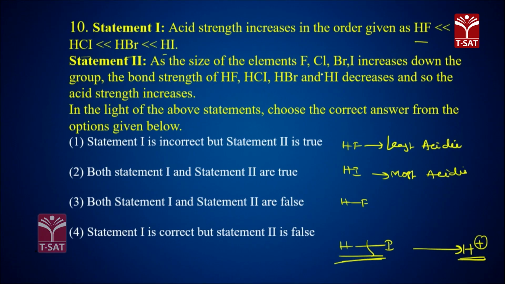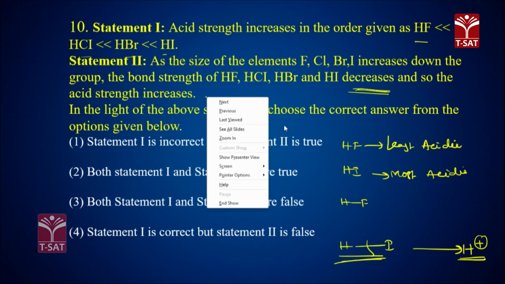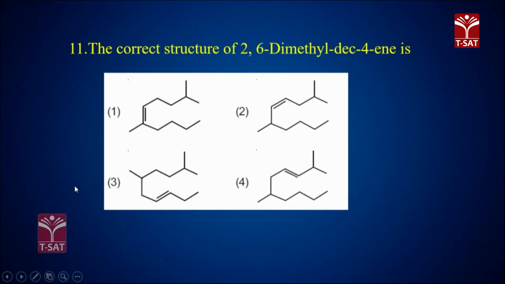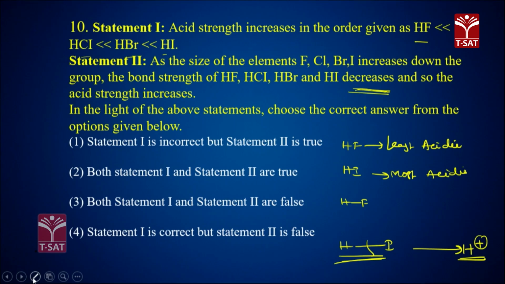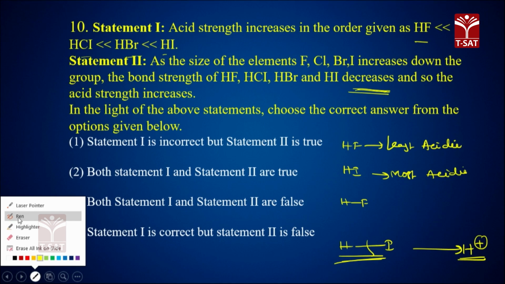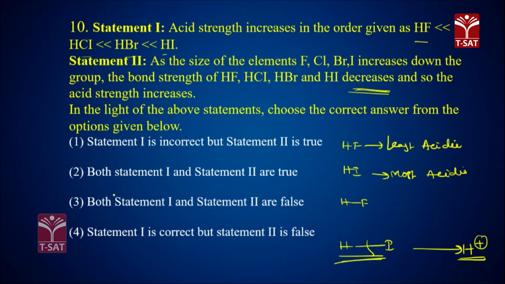As the size of the element from fluorine, chlorine, bromine, iodine increases down the group, the bond strength will decrease. Yes, bond strength is decreasing. So the H plus ion donation is very easy, and hence it acts as a very good acid, right? That is why both statement 1 and statement 2 are true.